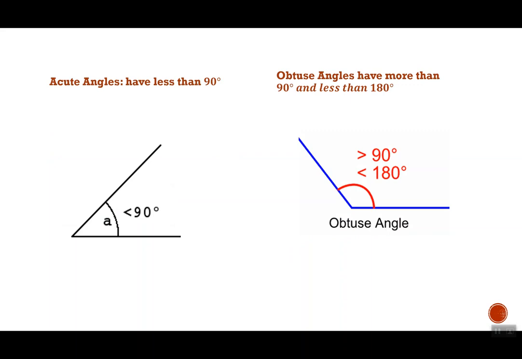Two other types of angles that have to do with the measure are acute and obtuse. Acute are little, so things that are less than 90 degrees, we call that acute. Obtuse is big, so anything between 90 and 180 we call obtuse.